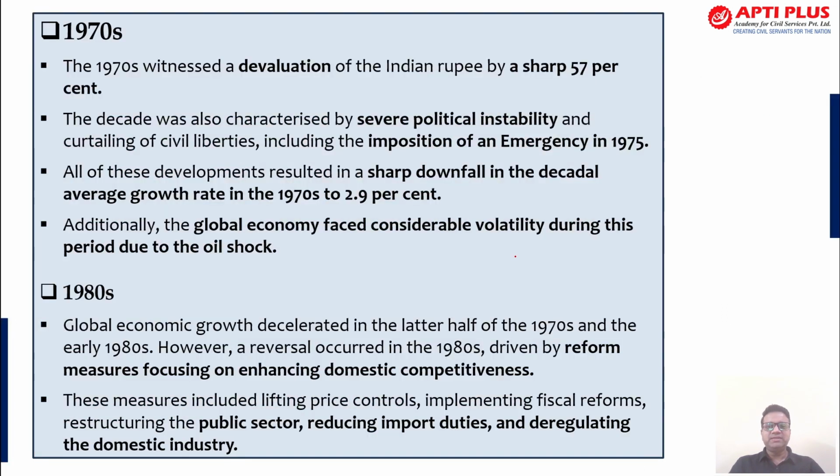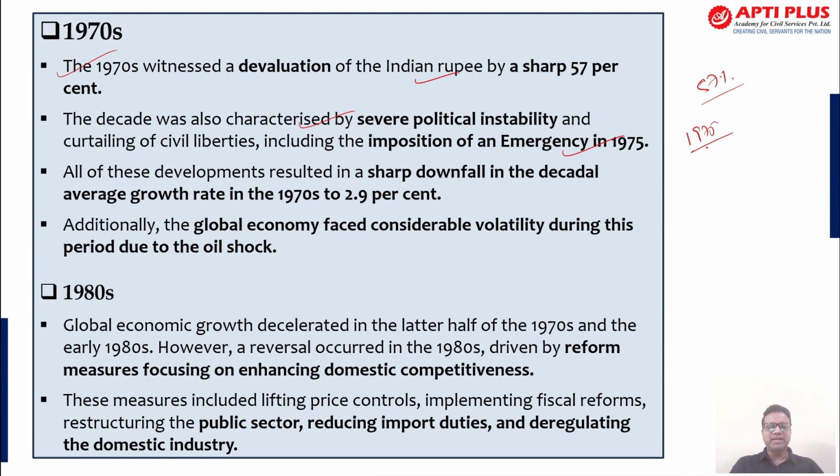Now, moving ahead to the 1970s, it witnessed a devaluation. Now, this devaluation was a sharp decline of 57%, right? This is where the rupee had subsequently declined by 57%. The decade was also characterized by severe political instability. उसके साथ साथ emergency impose की गई थी 1975 में. If you have read history well, you must be aware of these basic details.